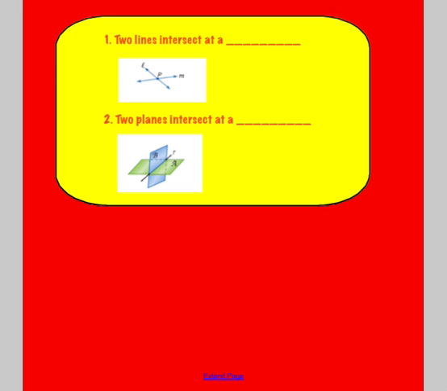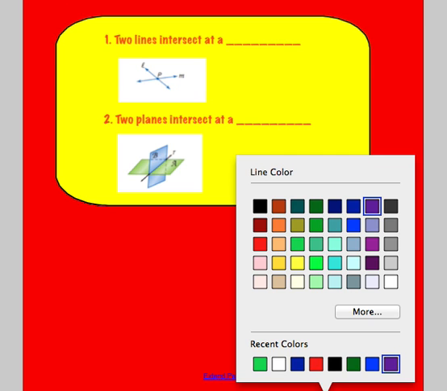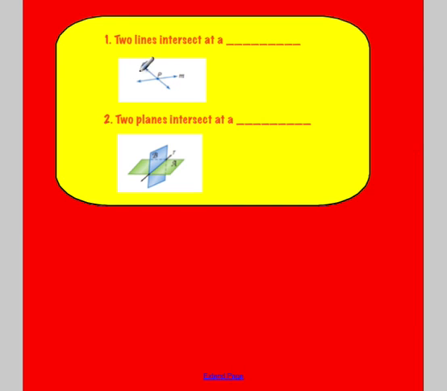So 2 lines are going to intersect at what? Well, let's take a look at that drawing I have there. 2 lines intersect. They're intersecting right there at P. Well, I notice P is being named by a capital non-script letter. So 2 lines intersect at a point.